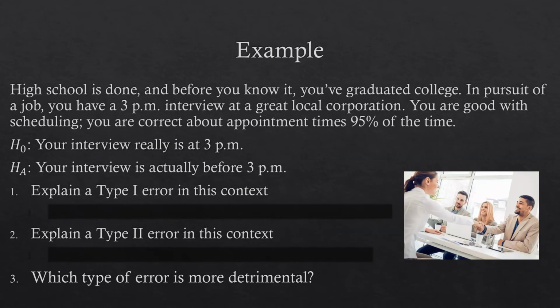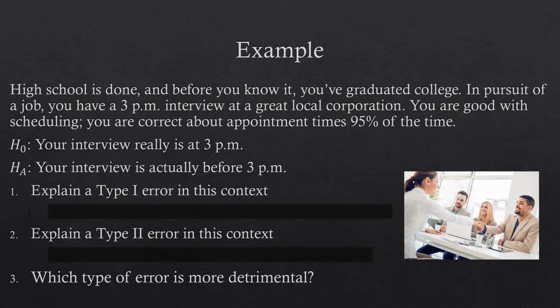Another example here. So high school is done, and before you know it, you've graduated college. In pursuit of a job, you have a 3 p.m. interview at a great local corporation. You are good with scheduling. You are correct about appointment times 95% of the time. So our null hypothesis is that your interview really is at 3 p.m. And then our alternate hypothesis is that it's actually before 3 p.m. So the question here is, is the interview actually at 3 p.m. or is it actually before then? Okay. So again, think about type 1, type 2 error, and then which one is more detrimental.